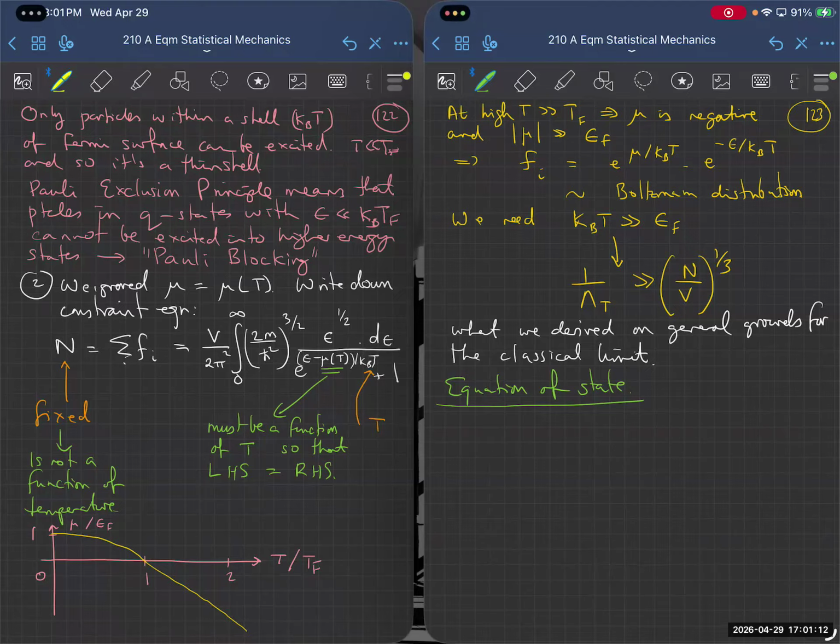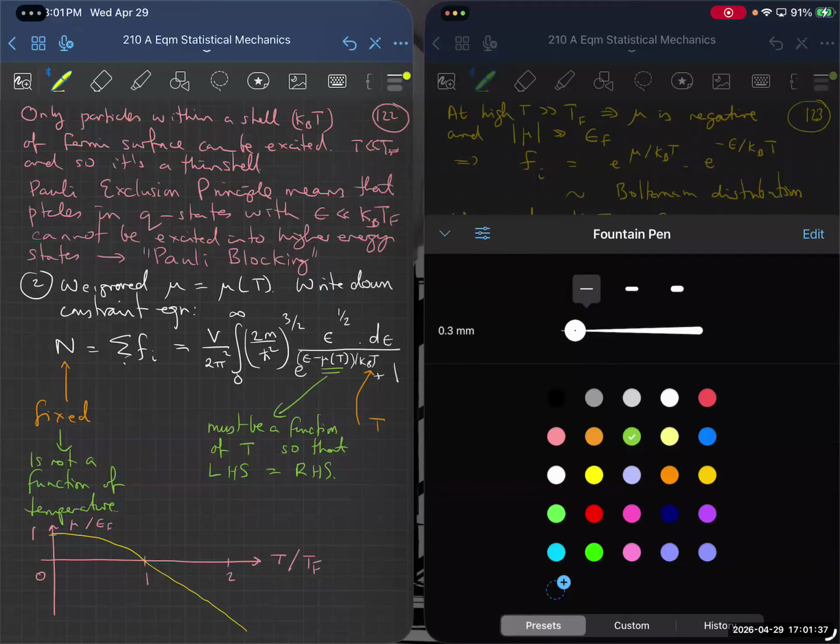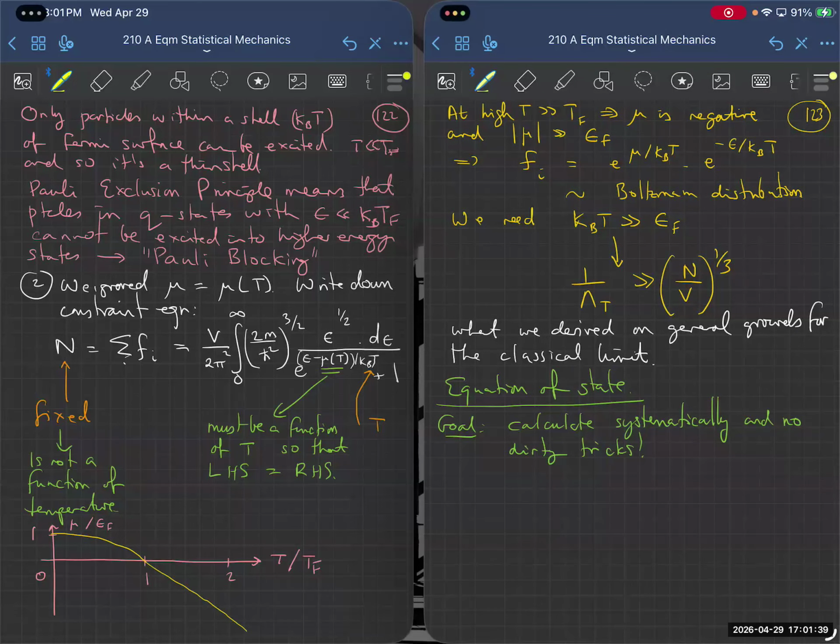So what we're going to do now is calculate this systematically, and no dirty tricks. This is the bit that, if you've fallen asleep up to now, is when you really want to wake up. Okay, so let's write down the formal statement for the grand partition function.